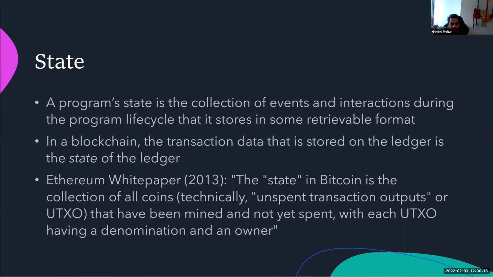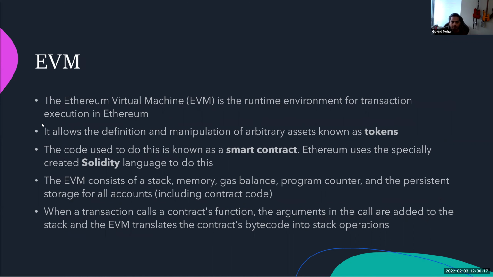So now we're going to look at the EVM. The EVM is the Ethereum Virtual Machine. It's the runtime environment for transaction execution in Ethereum. So you can define and manipulate arbitrary assets known as tokens. That's the interesting part. You can actually change the state. What this means in Bitcoin terms is I can have a Bitcoin UTXO kind of blockchain on Ethereum. I can have 5 of them at the same time running on Ethereum, and Ethereum just says, okay, I'll just provide the ledger. You can define whatever you want.